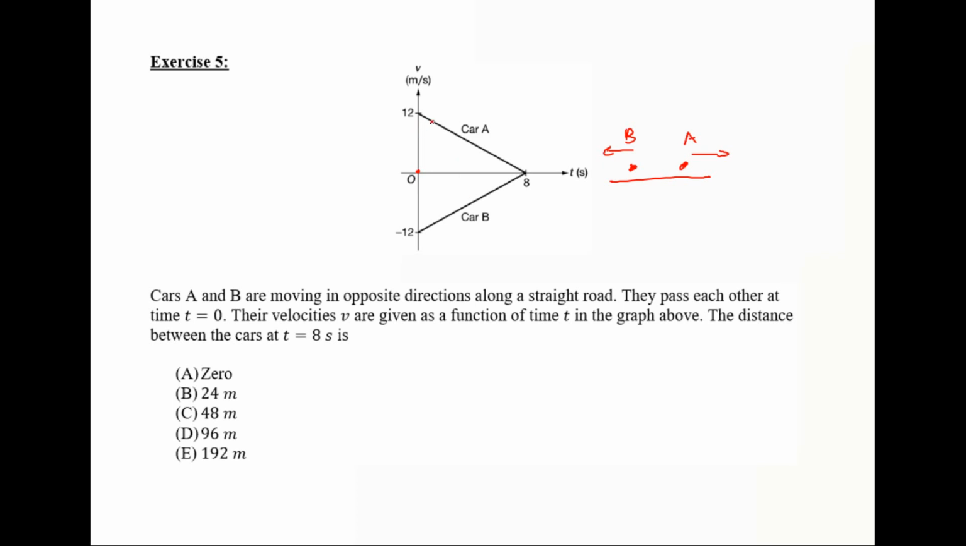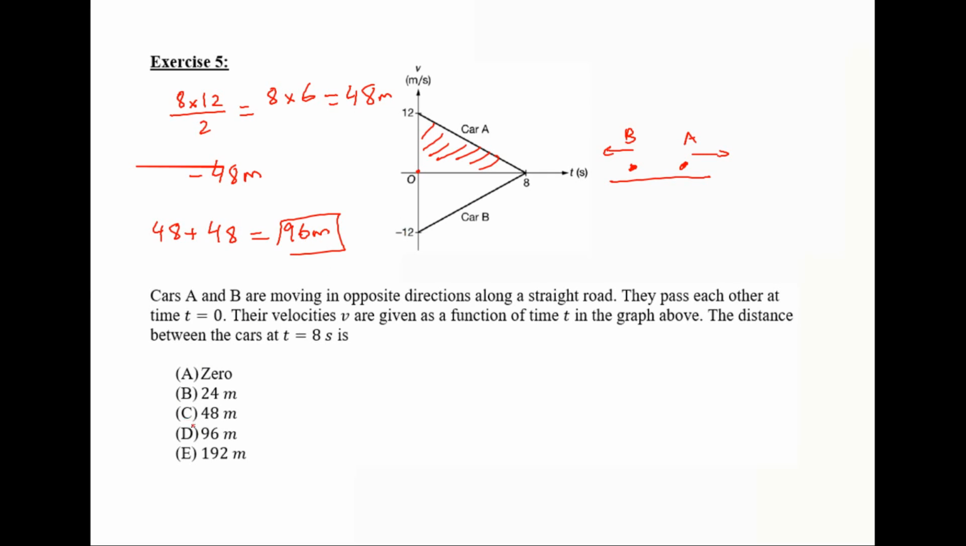So the displacement of car A would be 8 multiplied by 12 divided by 2, and that would be 8 times 6, which is 48 meters. And now for car B, the displacement would be also 8 times 12 divided by 2, but negative, because this is a negative area. That would be negative 48 meters. But we should add 48 plus 48, and that would give us 96 meters, because we are talking about the separation distance between the two cars, and the correct answer in this case would be D.